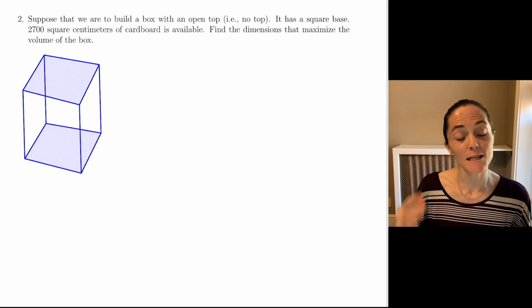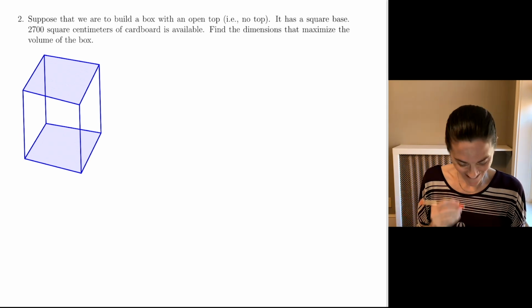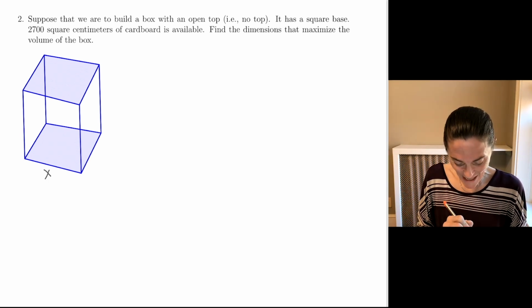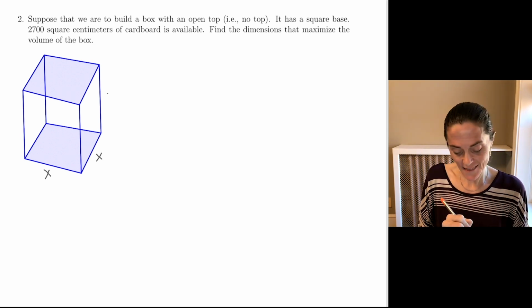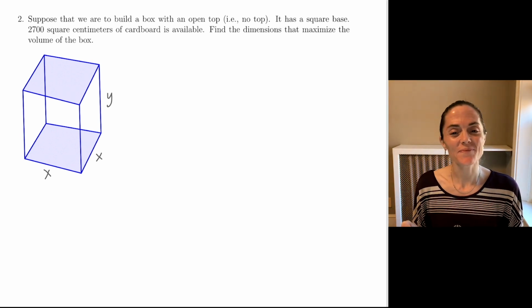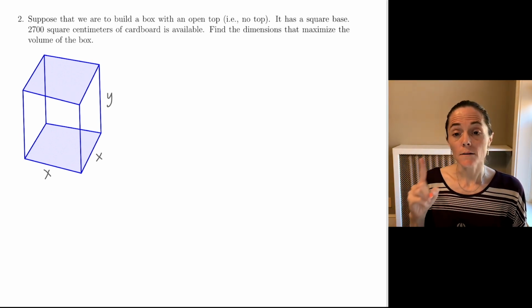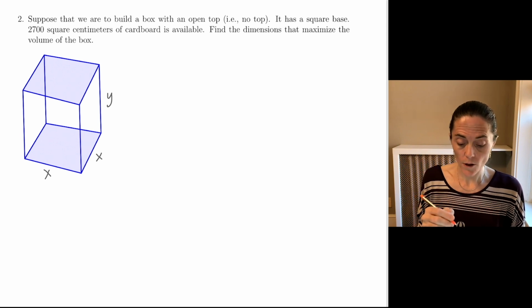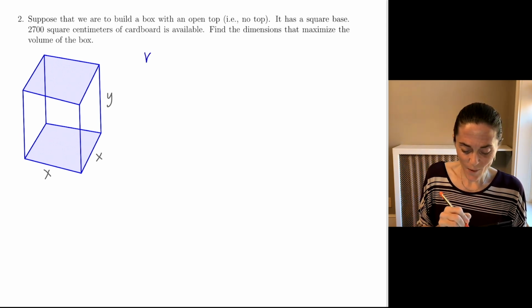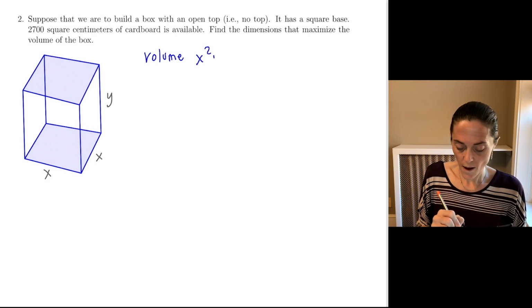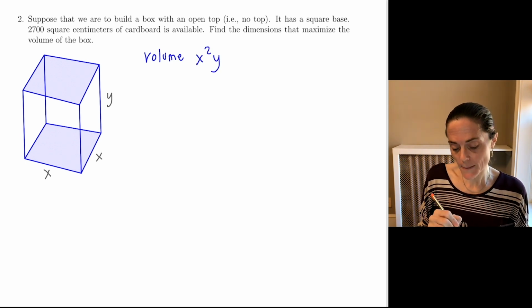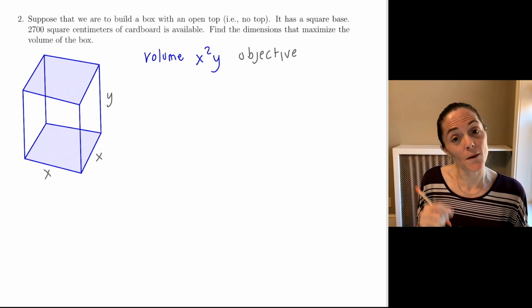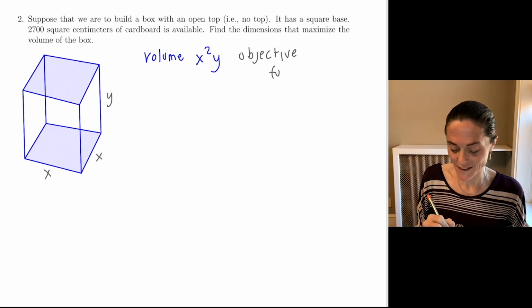Here's my box, and let's pretend that base is a square. I tried my best, but we label x, and then we have some height y. Now, find the dimensions that maximize the volume. First of all, we can write what the volume is. The volume is x squared y. And this time, this is my objective function. It is not an equation. And in fact, this is what we want to maximize. So this is my objective function.